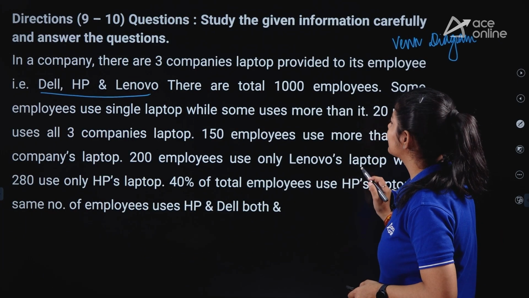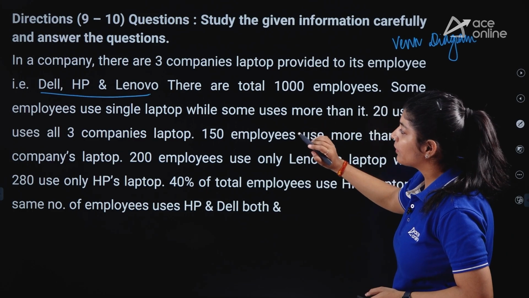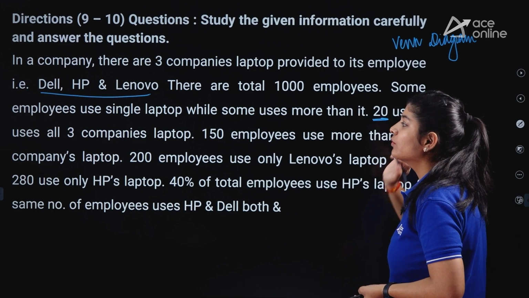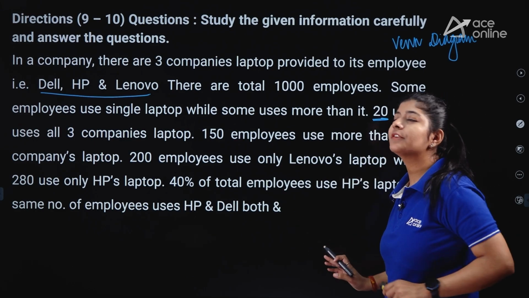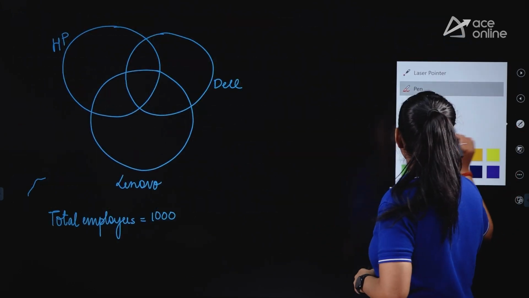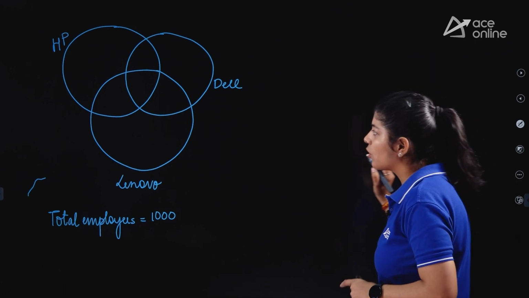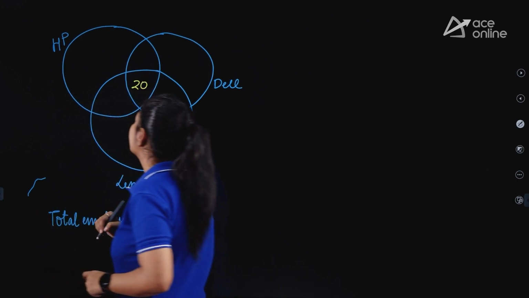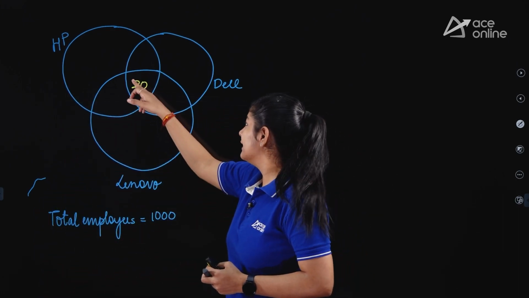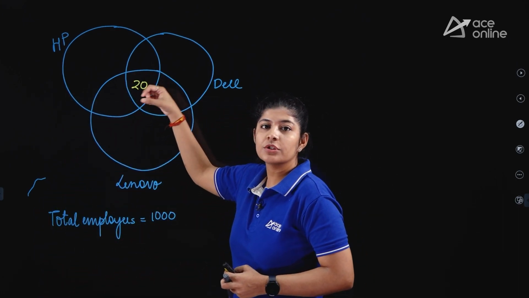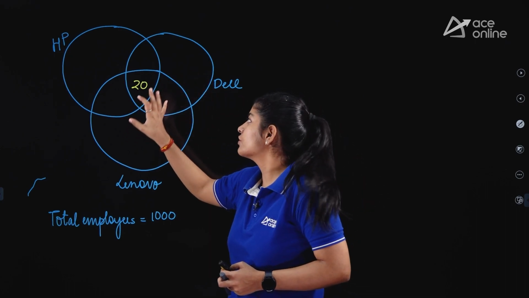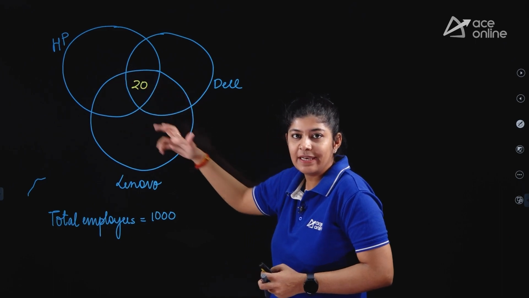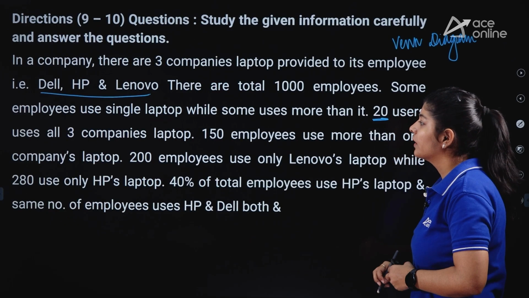the question says that some employees use single and some use more than that. 20 users use all 3 company laptops. So here we can say that this one is the common part. So here we are having 20. This particular portion shows the number of users who use the laptop of all these three companies, HP, Dell and Lenovo. Now, the next one.